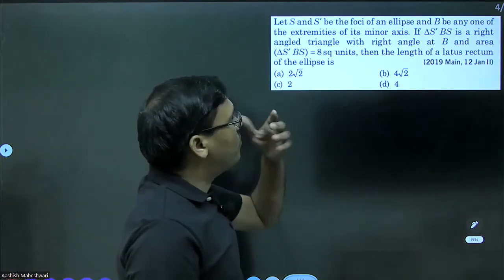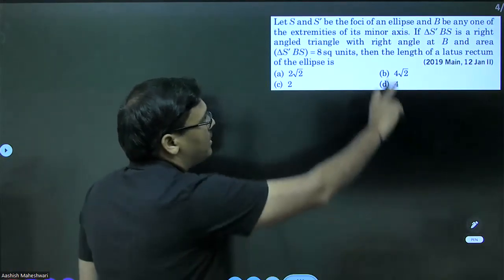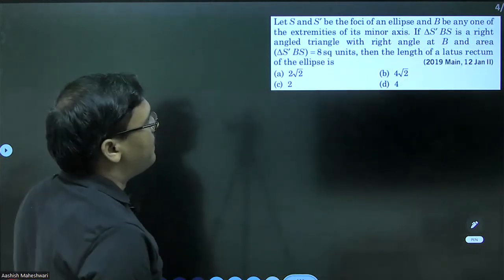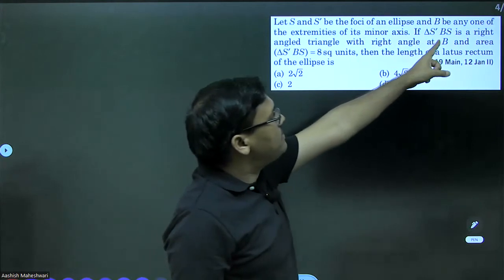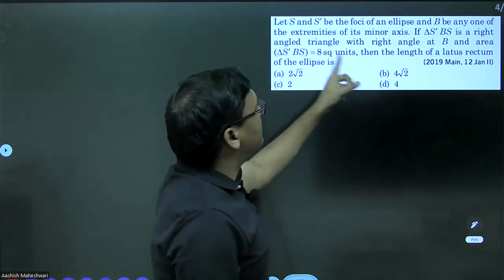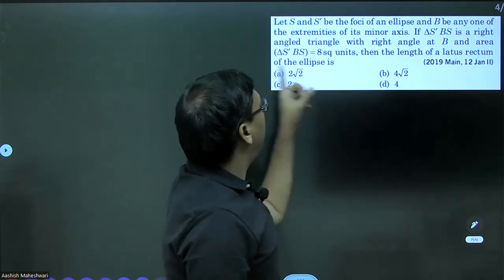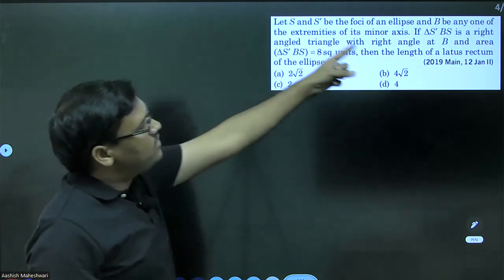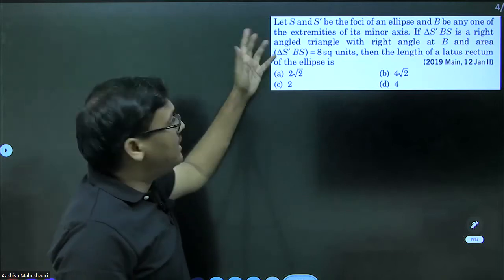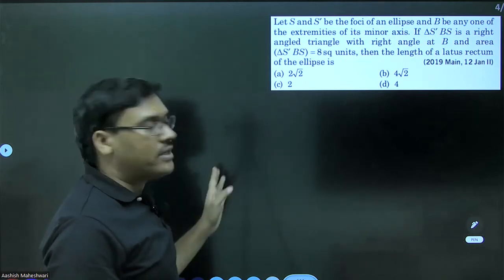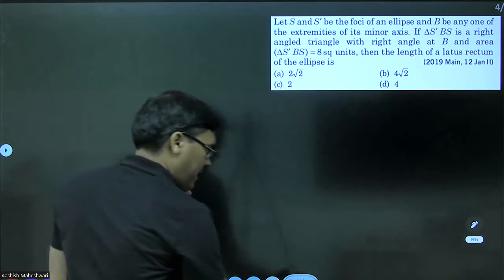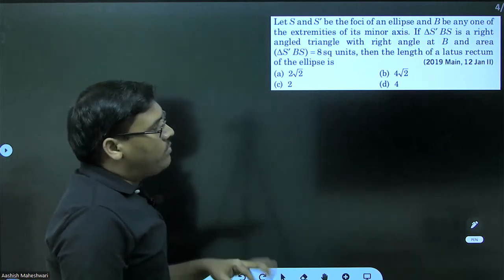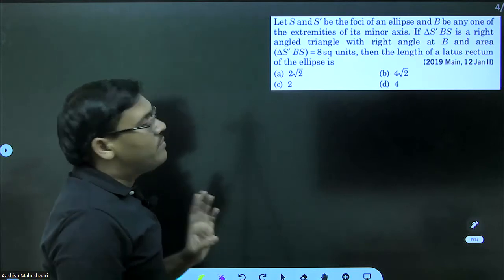S and S dash be the foci of the ellipse. B be any one of the extremities of its minor axis. If S dash B S is a right angle triangle with right angle at B and area of the triangle is this, then what is the length of the latus rectum? Now in this question, it is not mentioned which ellipse you have to take, vertical ellipse or horizontal ellipse. So you can solve this question by taking any ellipse. In both cases, the answer will be the same.